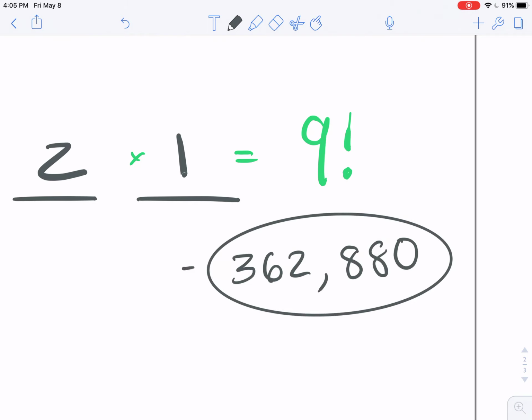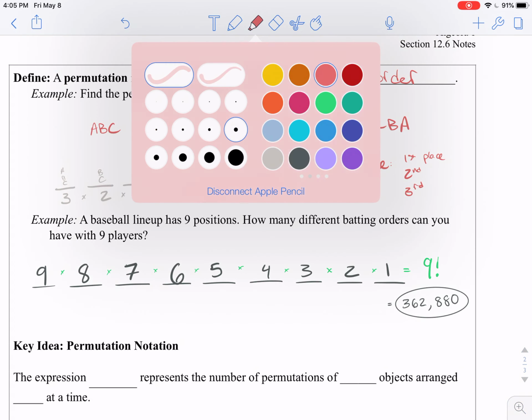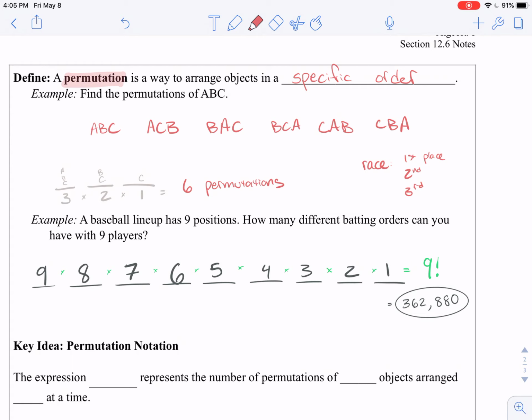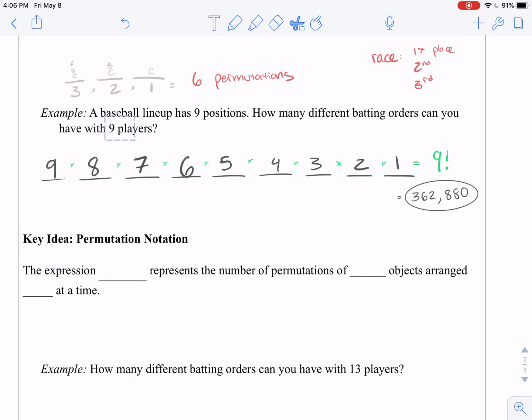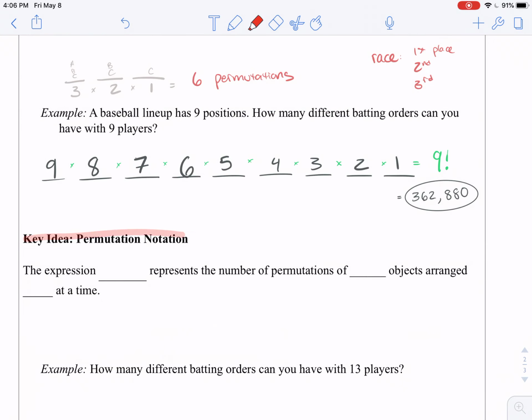So there you go. Oh, I shouldn't say combination because it's not a combination. It is a permutation because here order matters. We are arranging objects. Fun, right? Now that's if we had 9 people and we used all 9 people. It gets a little bit more complicated when we don't use everyone. To find what that is, we're going to use what is called permutation notation.